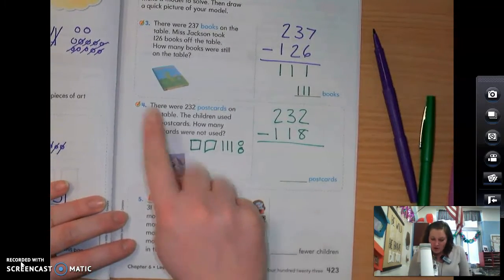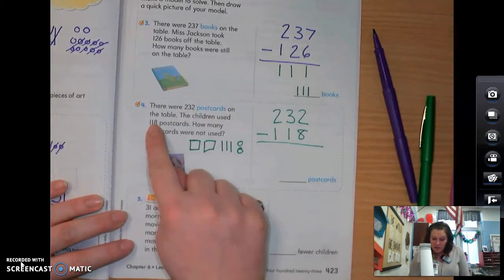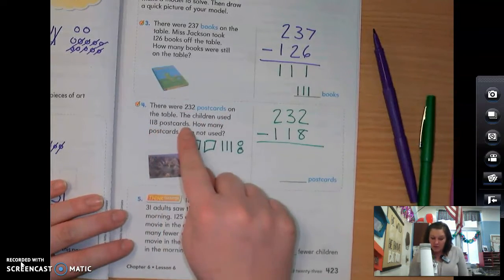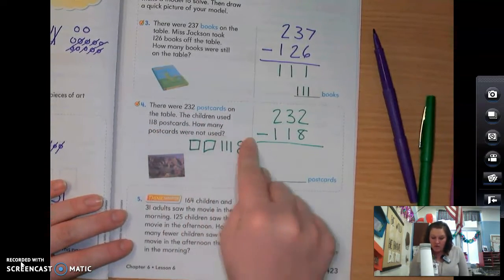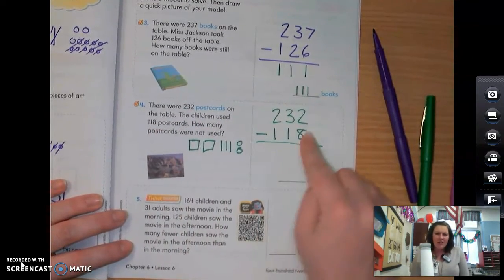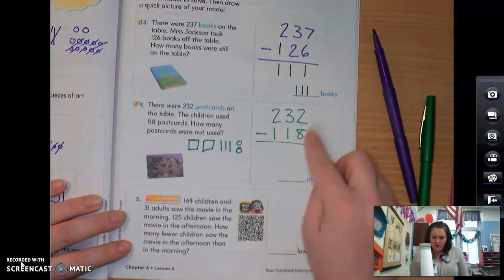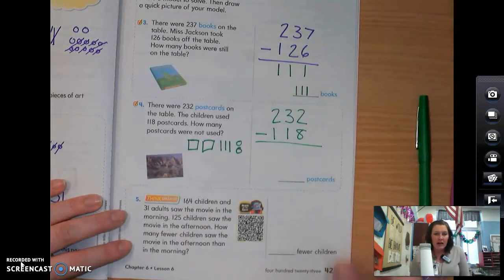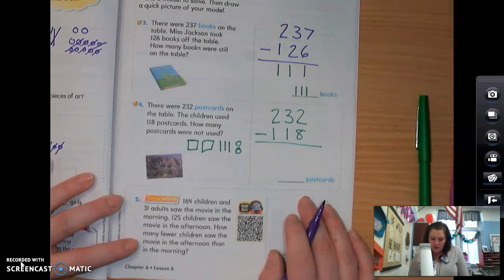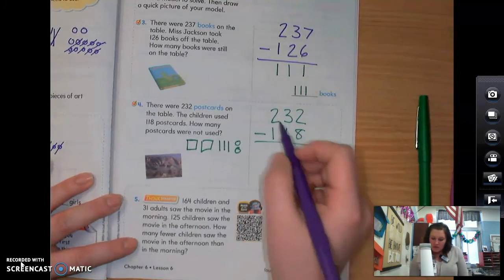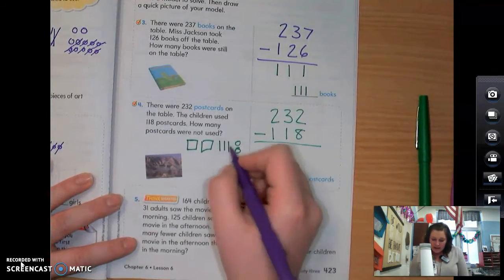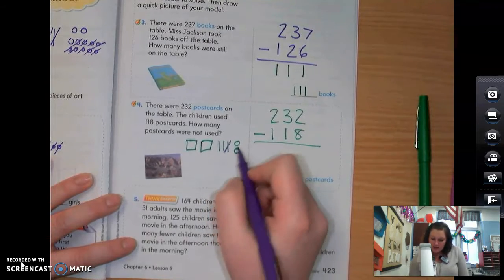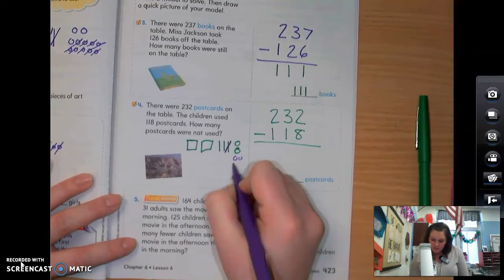All right, number 4. There were 232 postcards on the table. The children used 118 postcards. How many postcards were not used? So on this one, I could tell here that I was going to need to regroup, right? Because I can't do 2 to take away 8. So since I'm still kind of learning how to regroup with the 3 digits, I went ahead and drew my picture. So if I want to do 2 minus 8, but I can't, I need to regroup one of these tens as 10 ones.